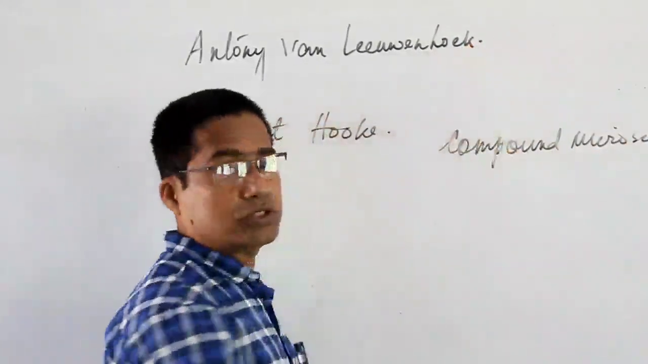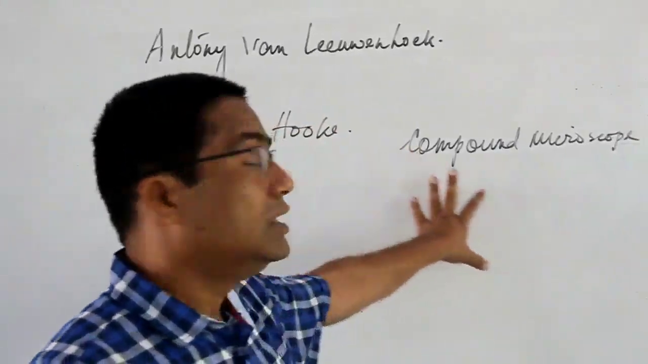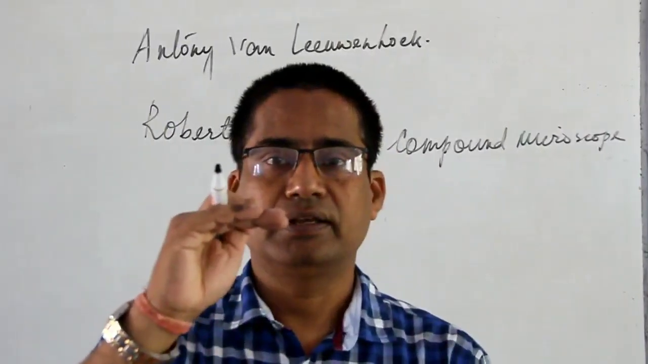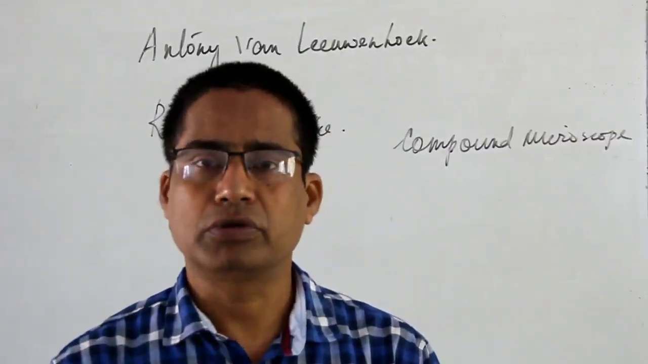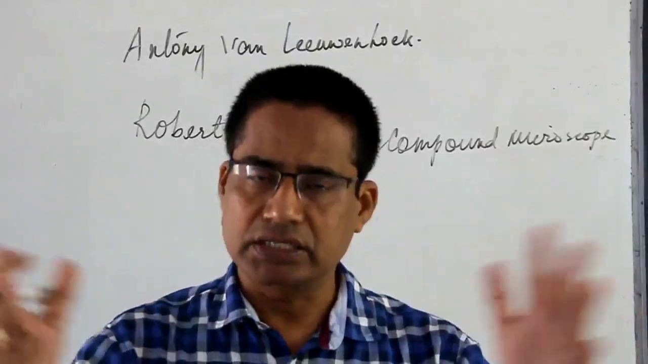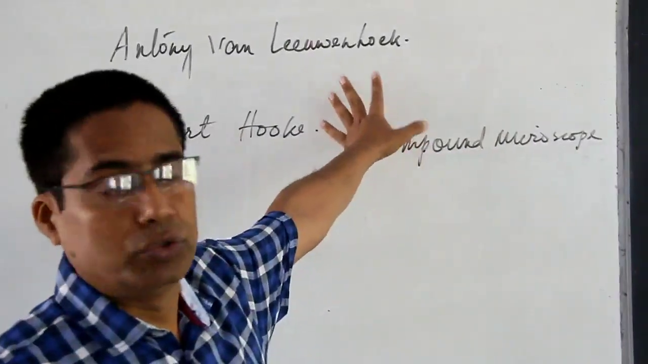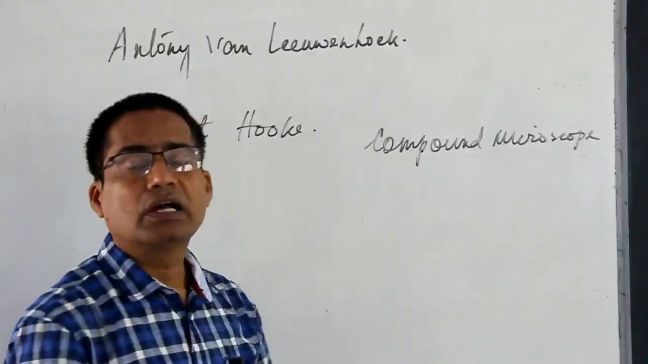What Antonie van Leeuwenhoek had done was use one single lens, so that was a simple microscope. Robert Hooke arranged two lenses together, and now it was called a compound microscope. Compound because that microscope gave a larger magnification, and it was more precise than what Leeuwenhoek used. So this microscope was called a compound microscope.